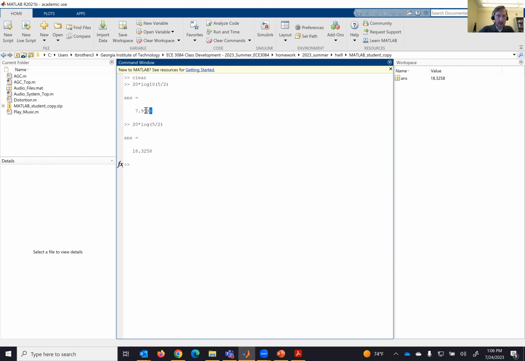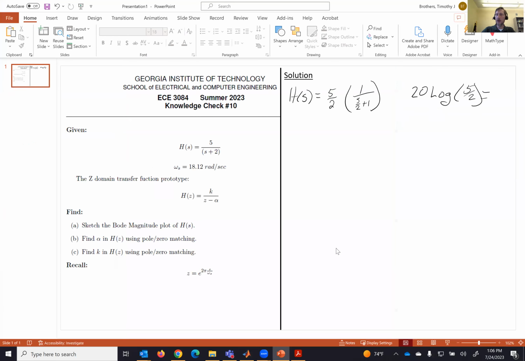So that comes out to be 7.9588, or approximately equal to 8 decibels. All right, so now we can do the Bode plot based on these two things. And if we come over here, we can do a line at 8 decibels. That's the constant.